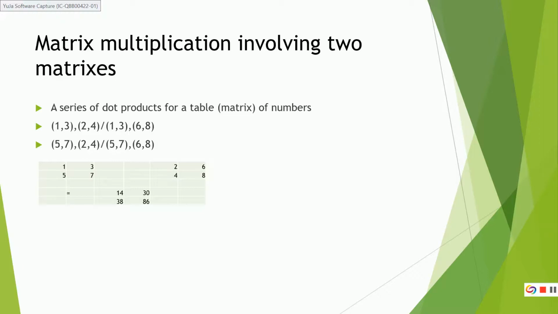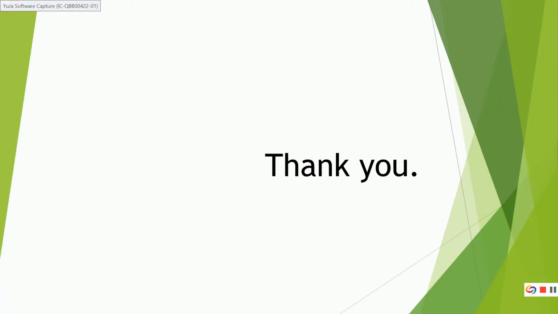And I've just realized that this is actually not calculated correctly. I don't know why that is. I thought I checked it. But if we take the matrix 1, 3, 5, 7 and 2, 4, 6, 8, we can take the dot products of those numbers and we get, it says 14, 30, 38, 86. That I can do in my head is wrong. Very sorry about that. That's all I have.